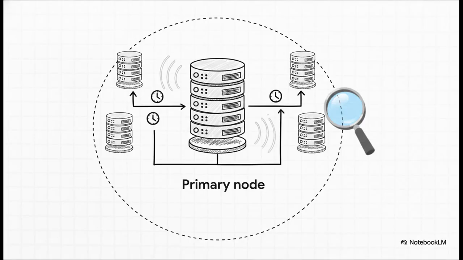Of course, having replicas introduces its own problem. How do you keep them all in sync? For replicas that are sitting right next to each other, say in the same data center, the answer is synchronous replication. This is non-negotiable. It means when a write comes in, the primary node doesn't just say, "Okay, got it, back to the client." No, it waits.